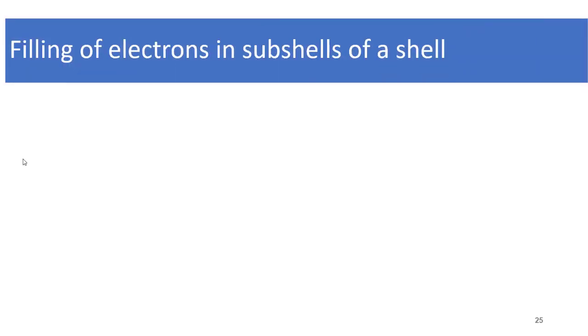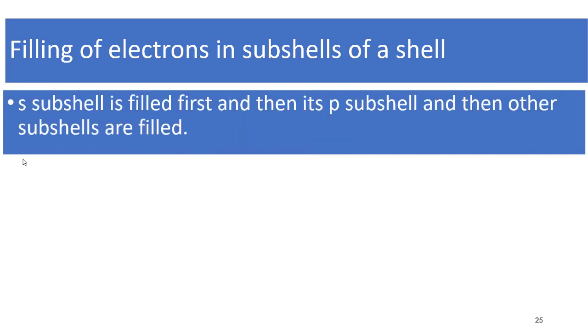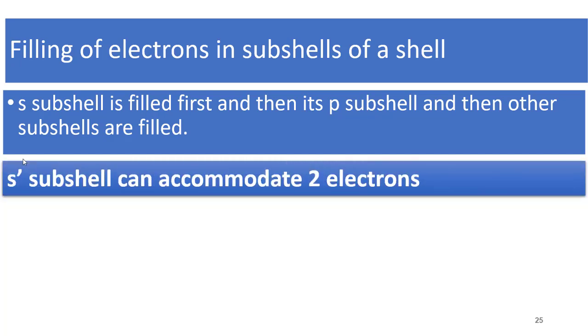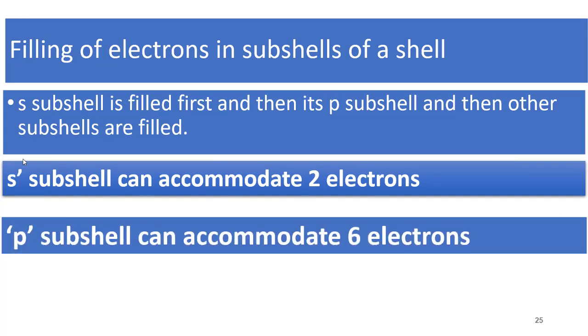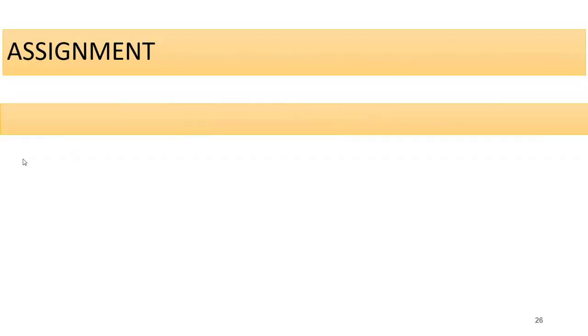Then you learn filling of electron in subshell. पहले हमने डिस्कस किया कि शेल में इलेक्ट्रॉन किस तरह से फिलिंग होगी और अब डिस्कस किया कि सब शेल में किस तरह से फिलिंग ऑफ इलेक्ट्रॉन होगी. तो जो फिलिंग ऑफ इलेक्ट्रॉन सब शेल में इस तरह से होगी कि सबसे पहले एस सब शेल में फिलिंग होगी एंड देन पी शेल एंड देन ऑनवर्ड. एस सब शेल में मैक्सिमम 2 इलेक्ट्रॉन अकोमोडेट हो सकती हैं और पी सब शेल में मैक्सिमम 6 इलेक्ट्रॉन अकोमोडेट हो सकती हैं. Then you learn some examples from the book in which you write the electronic configuration of some elements. Now there is an assignment for you.